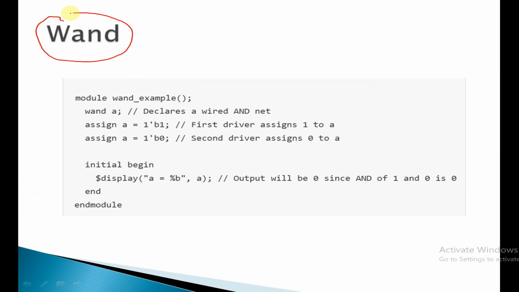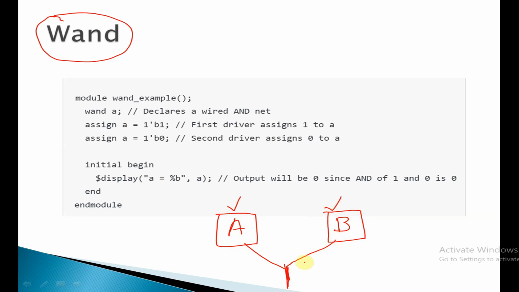Before discussing this wand data type, let's say we have two components, a and another component b, and these are driving values into a single wire. So these two components are driving some value to the same wire. What will be the value of this wire? Can anyone guess?